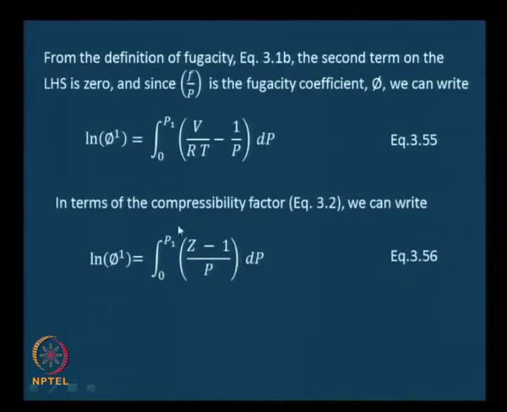We have on the right hand side all that can be evaluated. We already know methods for evaluating the compressibility factor, starting right from the initial part of this module. And therefore, by evaluating this, we can get an estimate of the fugacity coefficient at a particular point. In this case, 1 denotes the particular point at which the estimation is made.